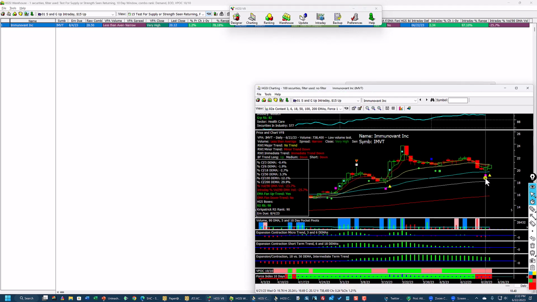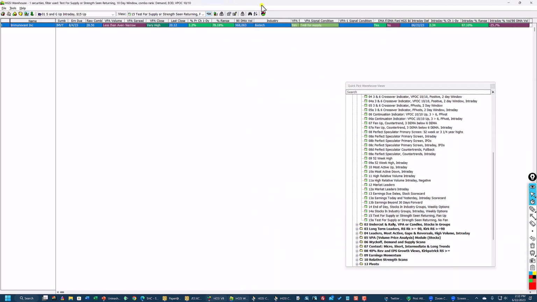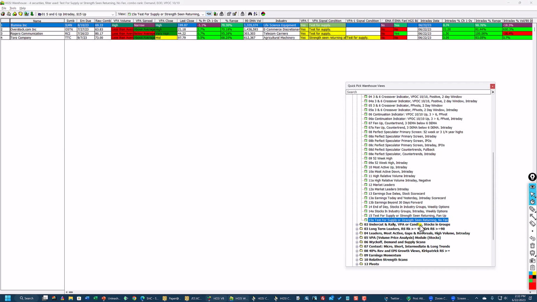This is what confused me. The test for supply was there and it should have been yesterday. And it was. So what we're seeing here is a confirmation of that test. I thought I had just changed it to manual, but I made a mistake and turned it all the way off. Okay? I hope I didn't confuse anybody. Test for supply or strength seen returning, no fan.